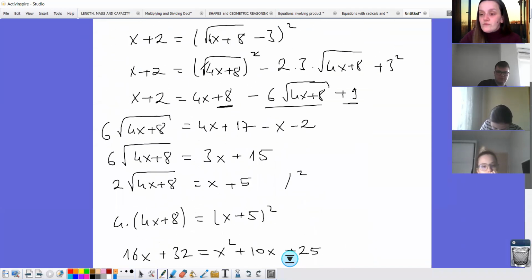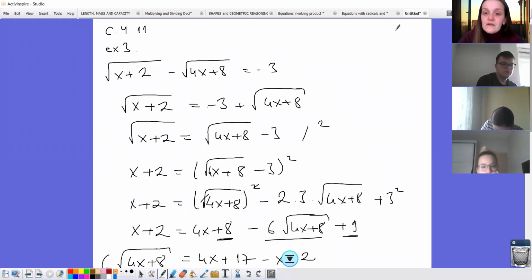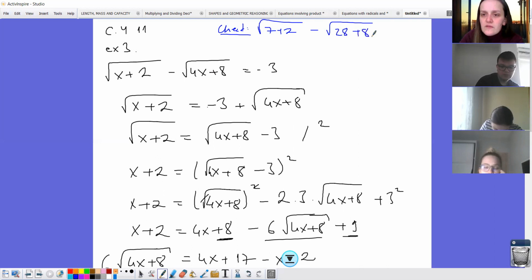Now, what we'll do, we will check. Is checking needed? Yes, to find which is our solution. Then what were our roots? 7 and minus 1. Okay, so I'm writing 7 plus 2 minus root of 4 times 7, 28 plus 8. We have 7 plus 2, it's root of 9, minus root of 36. So this is 3 minus 6, it will be minus 3.